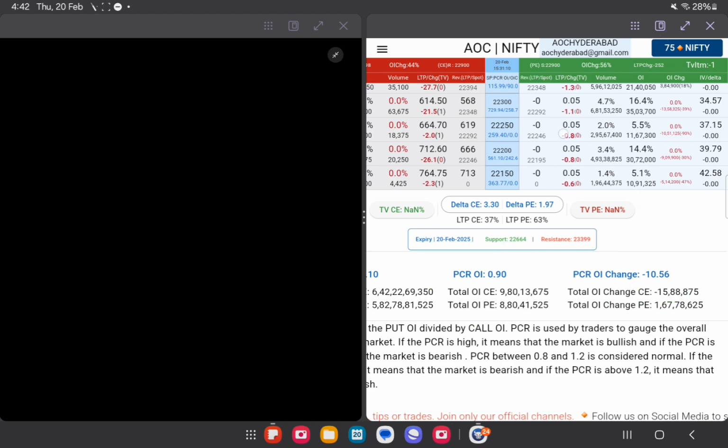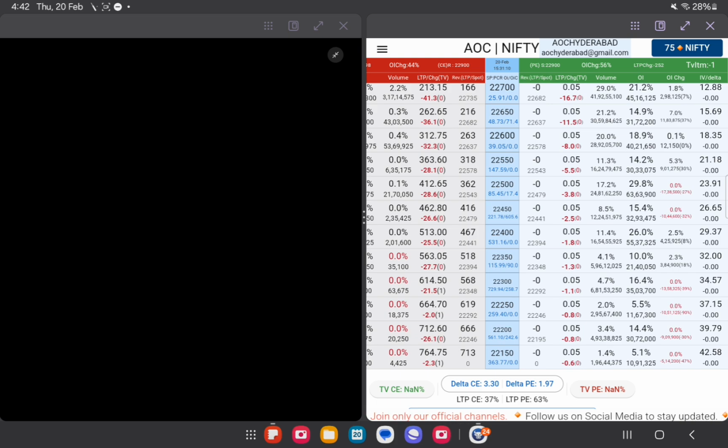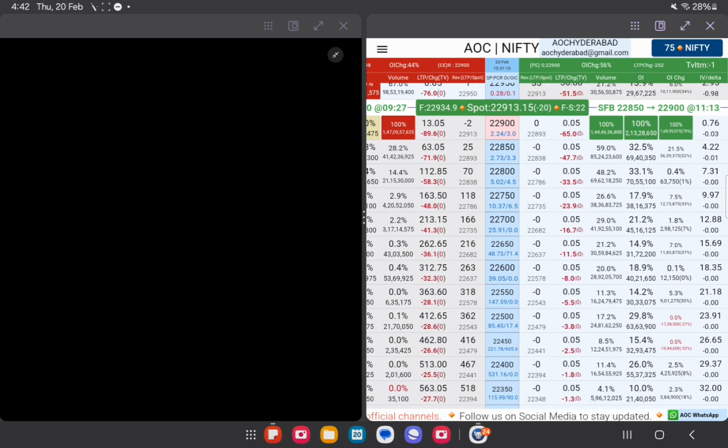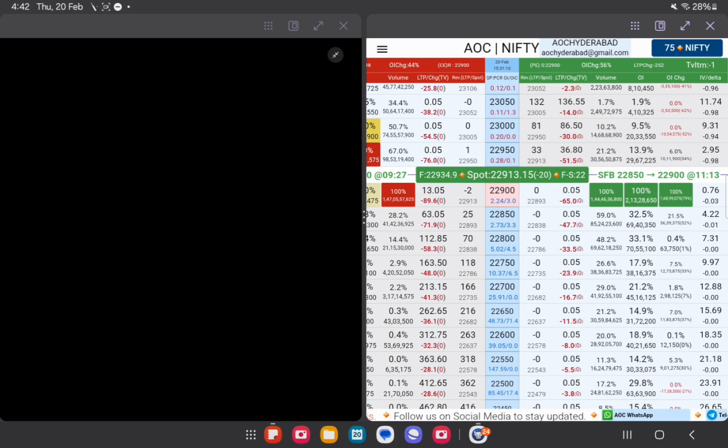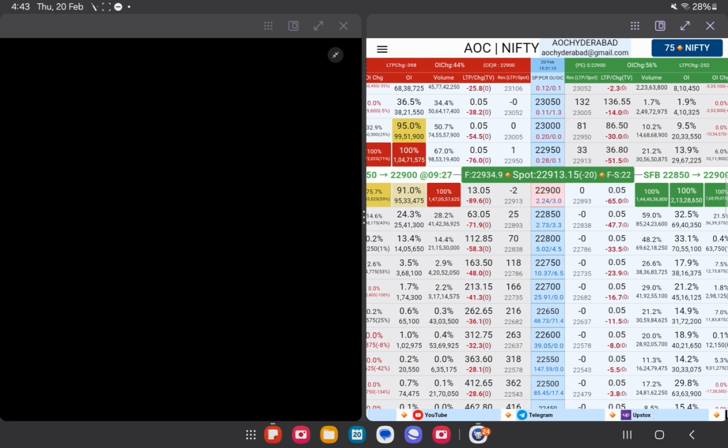As well as that, we have a wonderful tool available in our AOC calculator. We give strike price wise PCR data also. If you see 22,900, what is the PCR of OI actually? OI here means this data divided by this data. How much is it coming? 2.24, yesterday's data. Now what is the OI change in PCR?